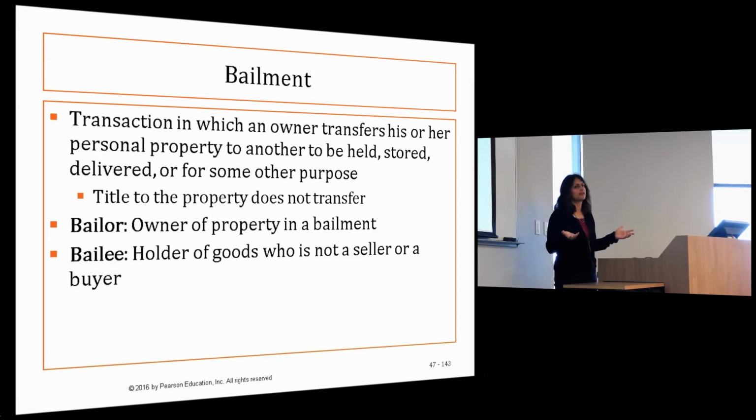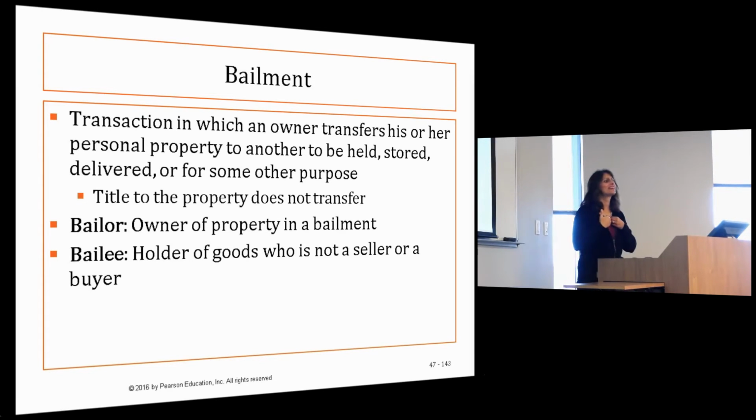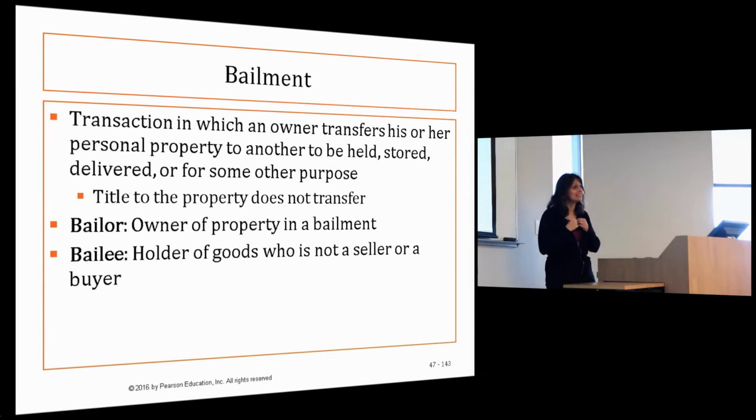So let me just make it very simple. If I go to the dry cleaner with my laundry, I'm the bailor, okay? And the holder of the goods, who is not a seller or a buyer, the dry cleaner is just going to hopefully clean those clothes, is the bailee, okay? I am the bailor. The dry cleaner is the bailee.